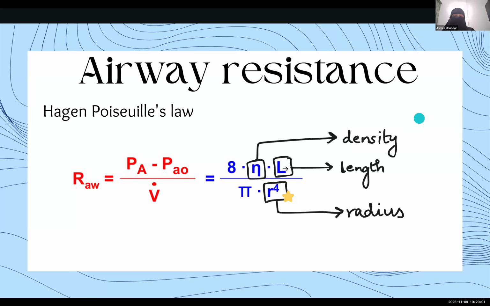The next thing is length. Length of what? Length of the bronchi. So for example, it has to pass from the mouth till the end of the alveoli. Does this change ever? No, it's not changed ever. So it's just going to be staying fixed.